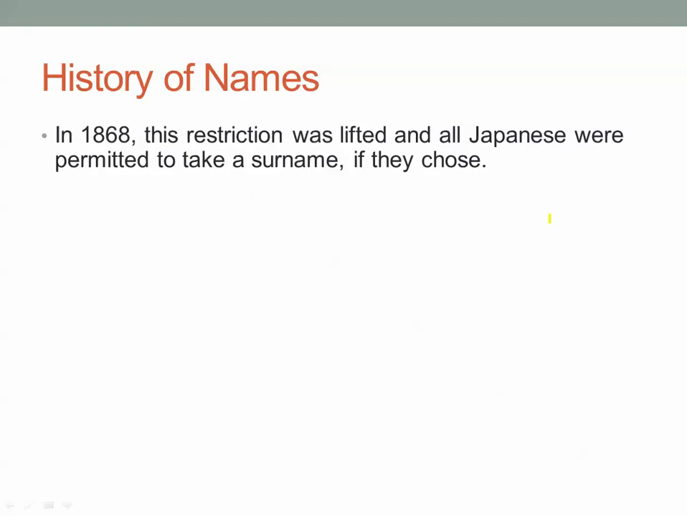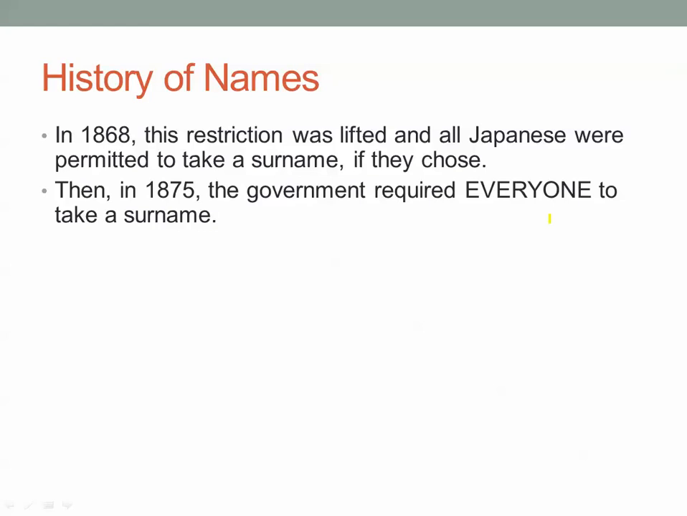In 1868, that restriction of people not being allowed to have surnames, I mean, it was a big honor actually to have a surname, that was lifted, and all Japanese then, from that point forward, were permitted to take a surname if they chose. And this must have been largely due to the example of the West, in which most people have surnames and given names, and the Japanese were so rapidly modernizing and westernizing that this seemed a natural move. And so they decided, okay, we'll lift that ban. Now anybody can decide that they can have a surname if they want it.